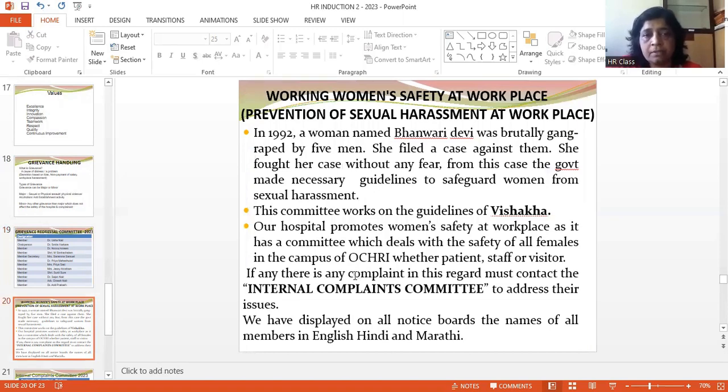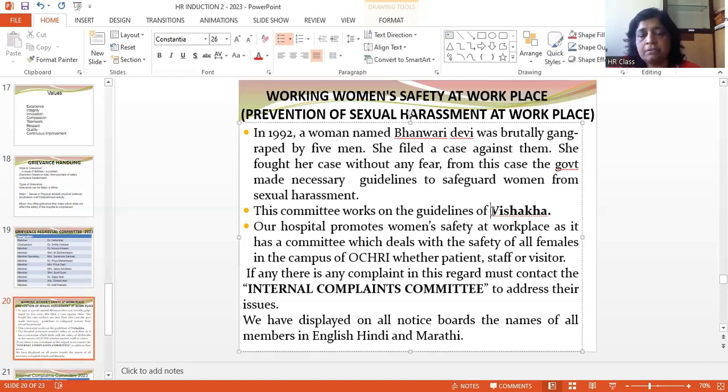Coming on to the next point, working women's safety at workplace, prevention of sexual harassment at workplace. This committee is known as the Internal Complaints Committee. I'm giving you a little brief of how this committee came into existence. In 1992, a woman named Banwari Devi was brutally gang raped by 5 men. She filed a case against them. She fought the case without any fear. And from this case, the government made necessary guidelines to safeguard women from all sexual harassment. And remember that this committee works on the guidelines of Vishaka. Kindly remember this word, Vishaka, on the guidelines of Vishaka.